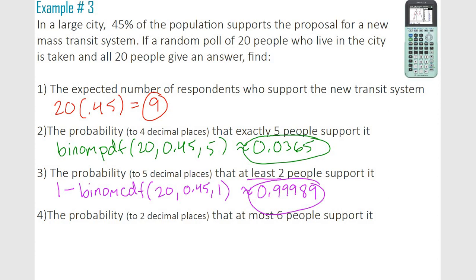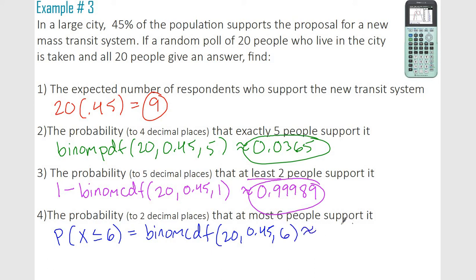And now for the last one. Okay, so the probability to 2 decimal places that at most 6 people. So at most 6, so that is the probability of x being less than or equal to 6. So that's just binomial CDF, arguably easier than the third one. Okay, 20, 0.45, and 6. So therefore we get 0.13.